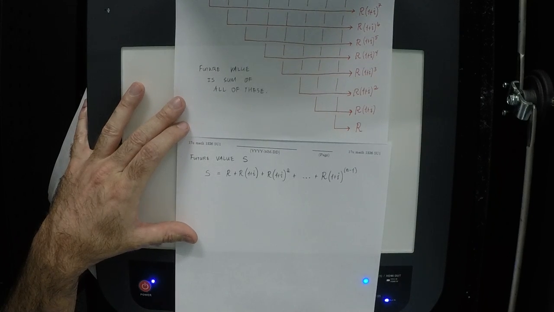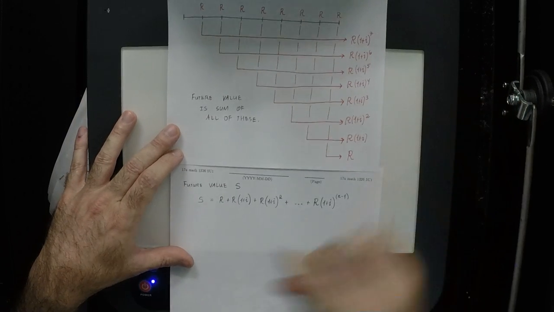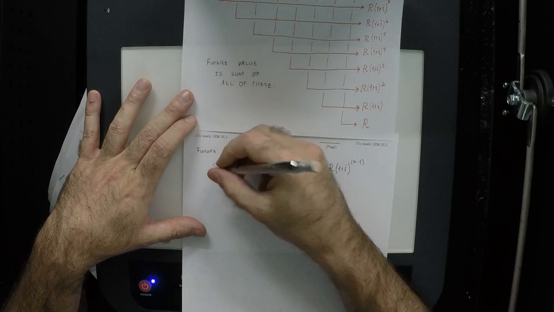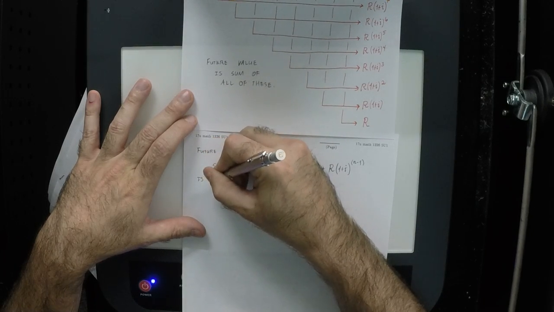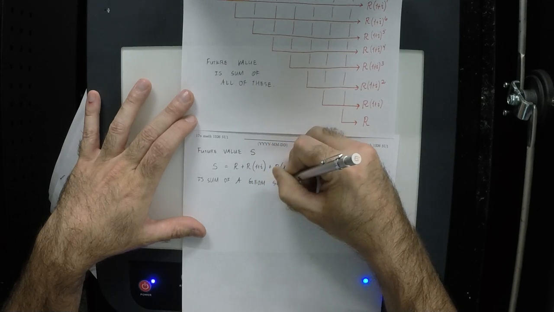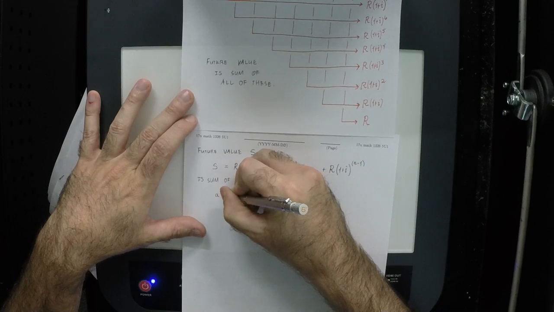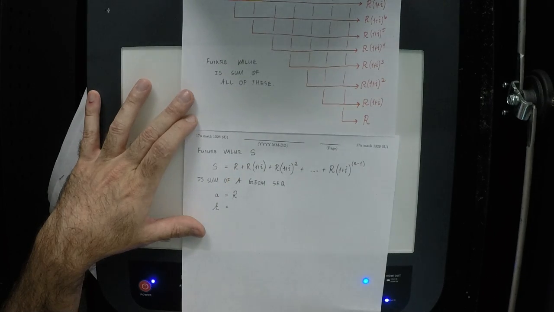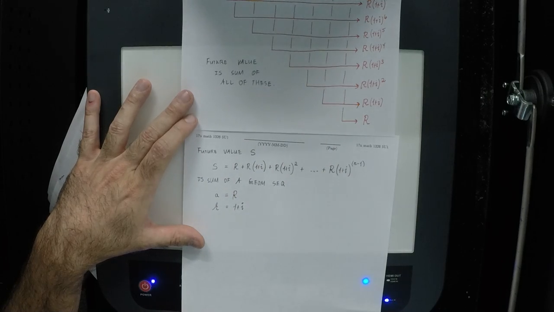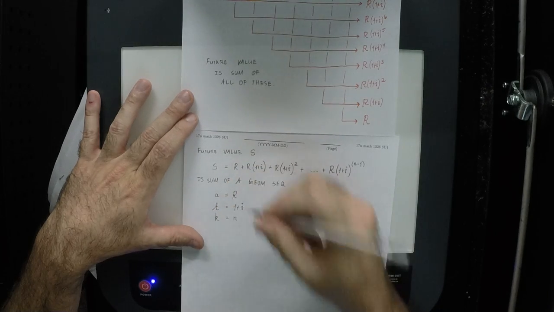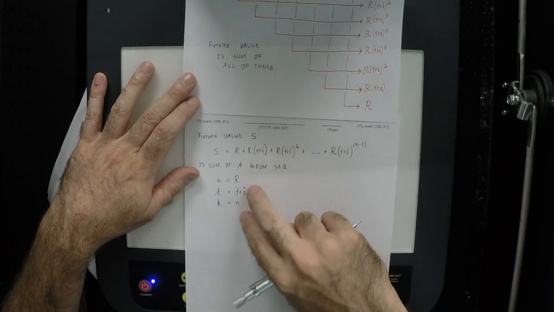Well, do you observe that these numbers are a geometric sequence, and this is the sum of the first n terms of a geometric sequence? Okay, so then, what is little a? It's big R. And then what is little r? It's 1 plus I, right? And then what is k? It's n.